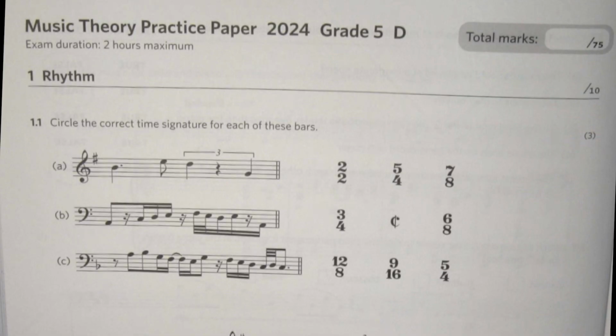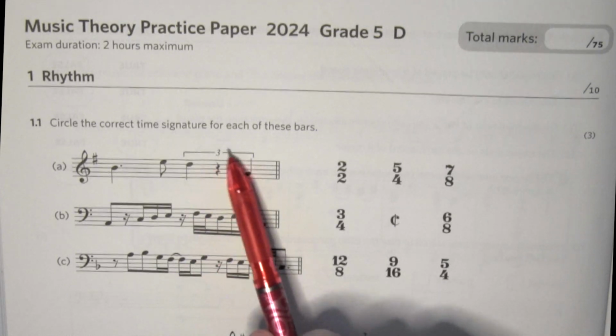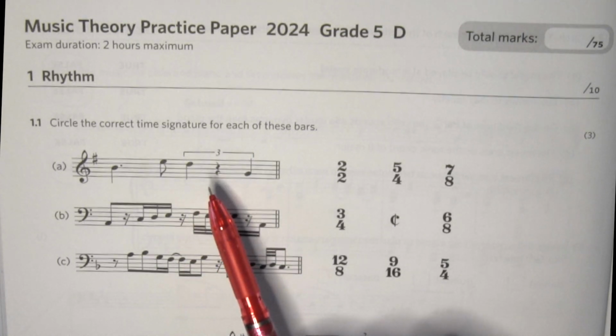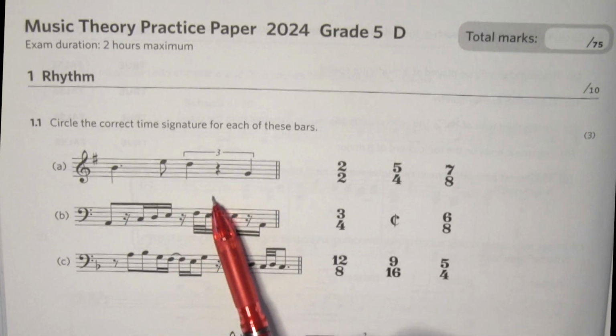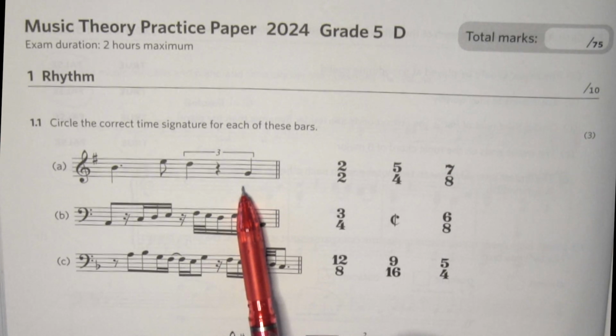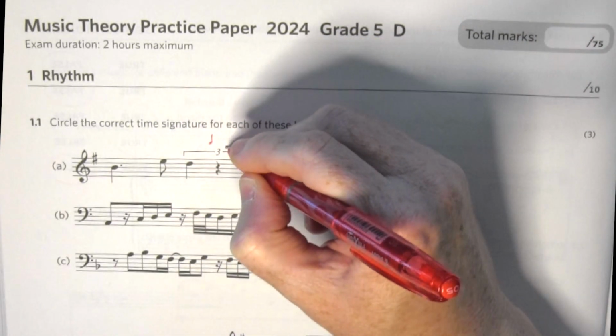The first section relates to rhythm, and in the first question we are asked to circle the right time signatures for the given bars. In the first one we have a triplet sign, and this means that we have 3 items in the space of 2 of the same kind. So for example, here we have 3 crotchets. They are equivalent to 2 crotchets. So 1 and 2.